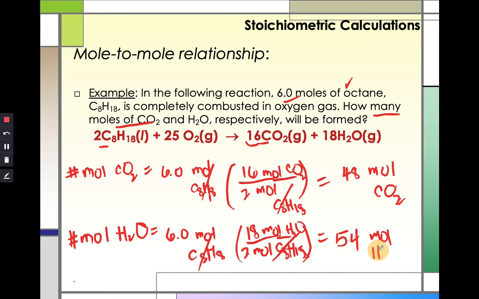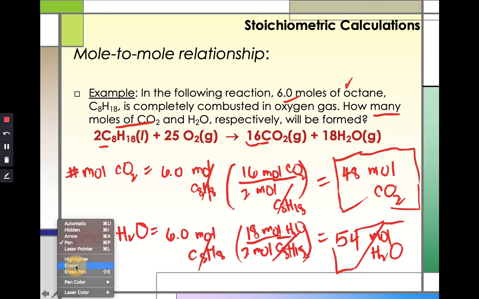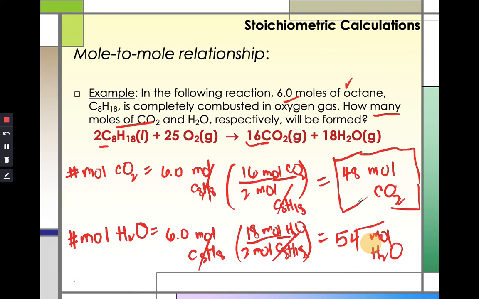It's good if we complete the units with their corresponding labels and make sure that what we end up with as our final answer is what was asked in the first place. So in the reaction, if we are given 6 moles of octane, then there will be 48 moles of carbon dioxide and 54 moles of water. Let's box it out properly.